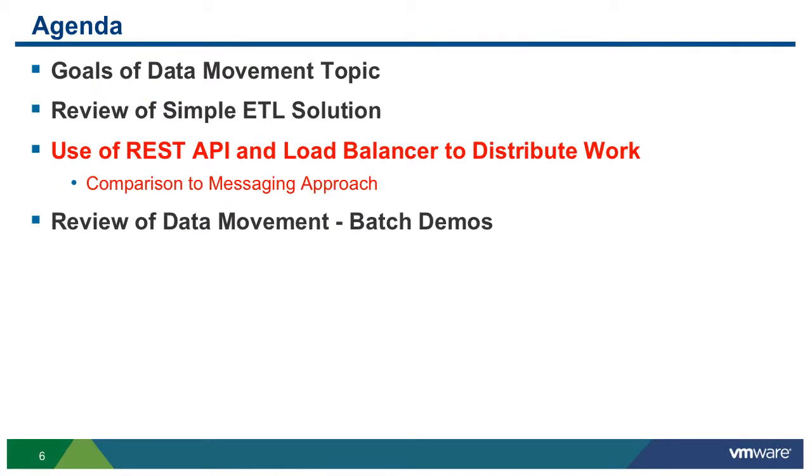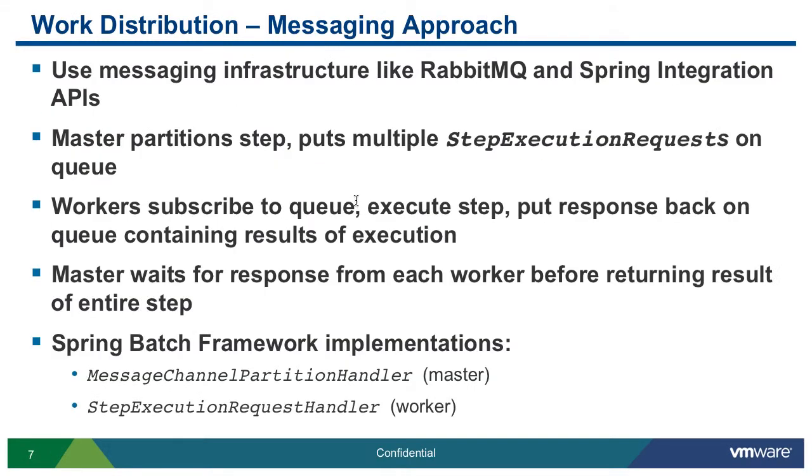So next, we're going to talk about the use of the REST API and load balancer to distribute work, and compare that to a messaging approach. So the messaging approach is more fully supported by Spring Batch. It assumes that there is a messaging infrastructure in place like RabbitMQ. It interacts with that infrastructure through the Spring Integration APIs. And in a typical scenario, the master will partition a step and put multiple step execution requests on the queues.